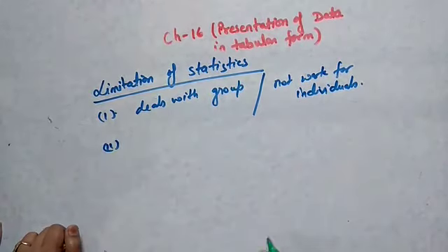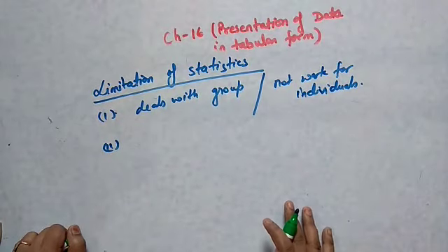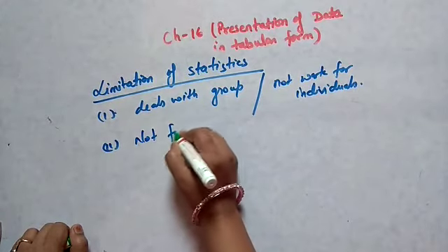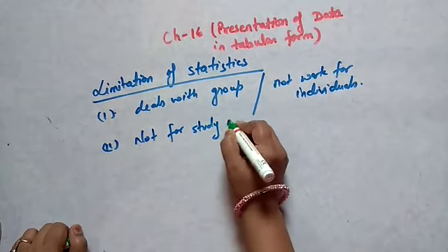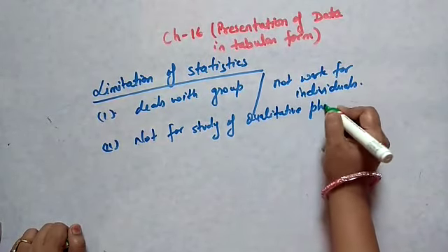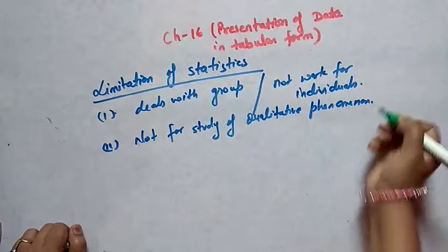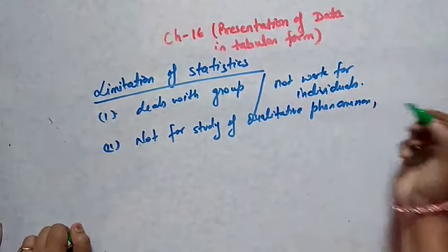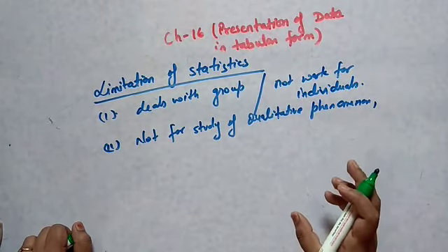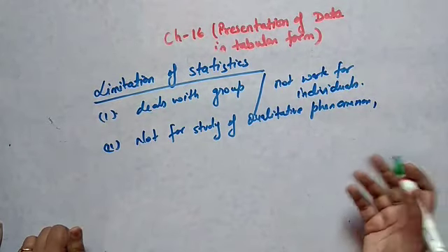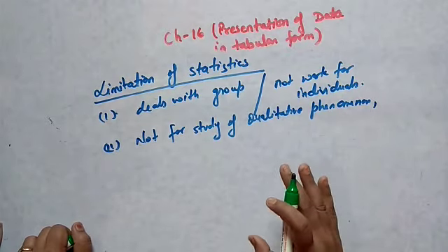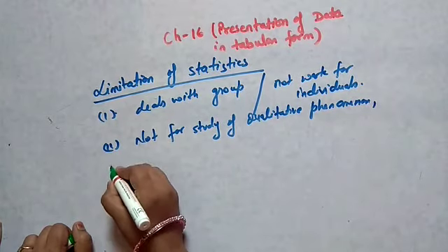Number 2, statistic is not suited to study of qualitative phenomenon. Like earlier only I have told you that always we are taking data as the numerical facts. We are not taking the qualitative facts. Intelligence, madness, cleverness, these all are not the numerical facts. So statistics will not deal with the qualitative phenomenon.